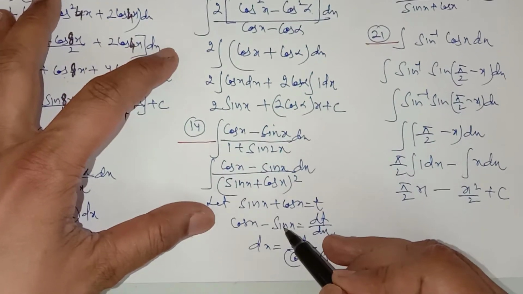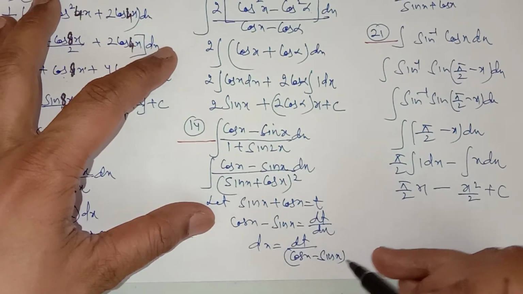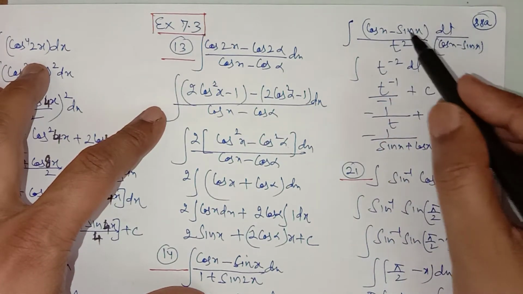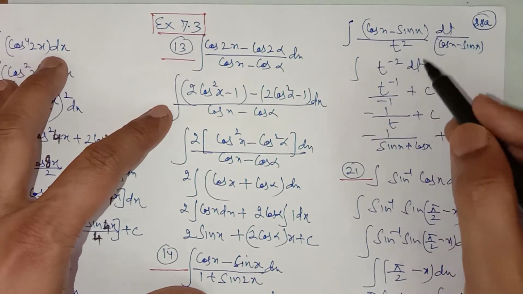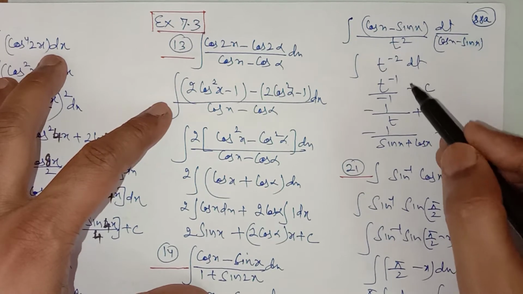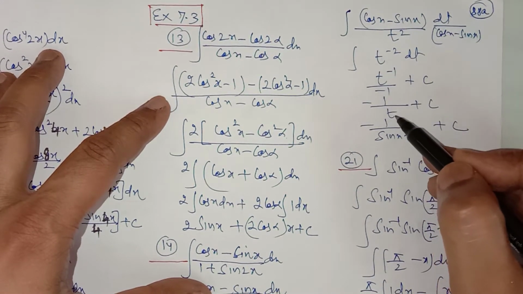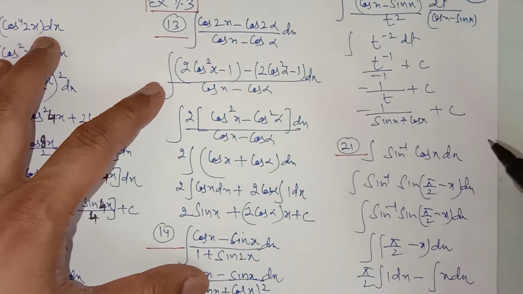This will cancel out. This dt upon cos x minus sin x, replace it. This will cancel out. By replacing the value of dx, you have to integrate only 1 upon t square, that is t power minus 2 plus 1 upon minus 2 plus 1. Arrange the negative sign, replace the value of t, which is sin x plus cos x.